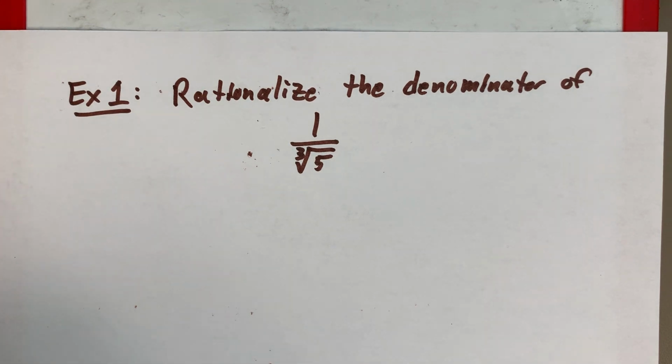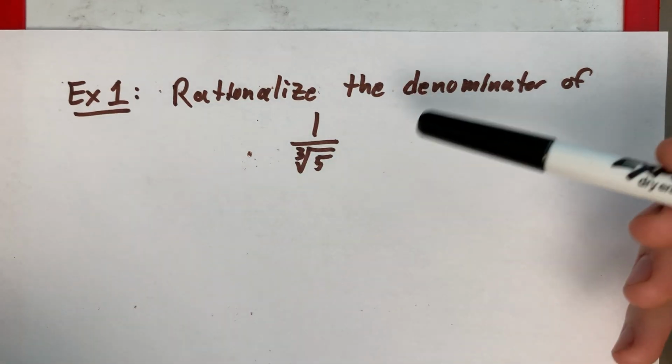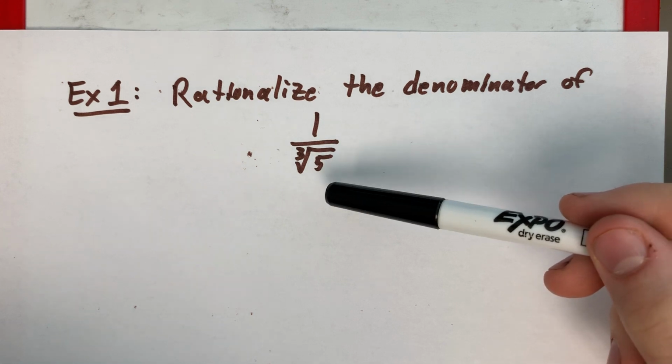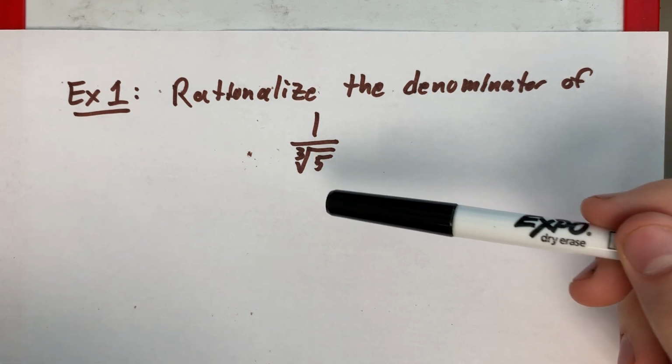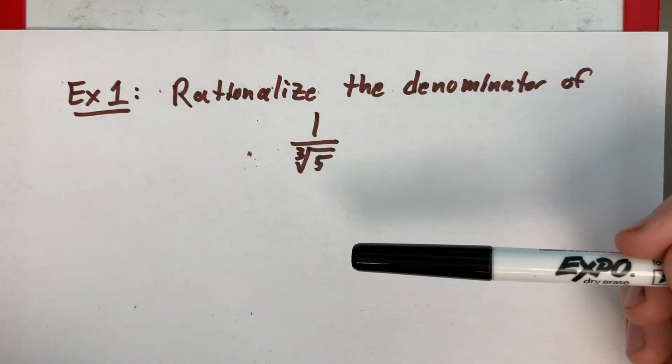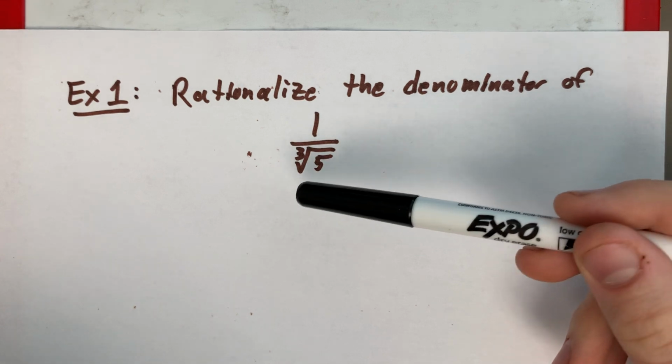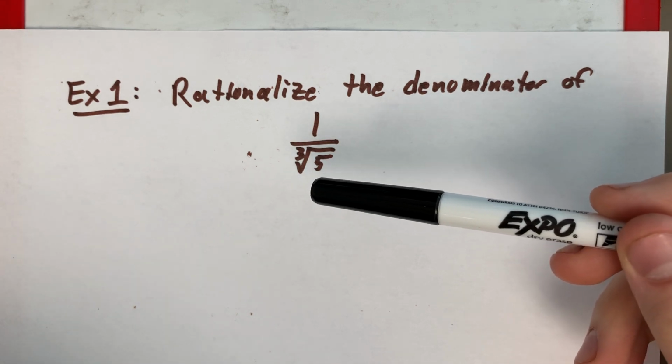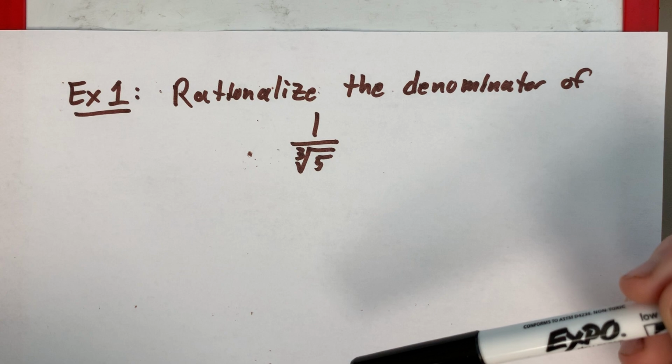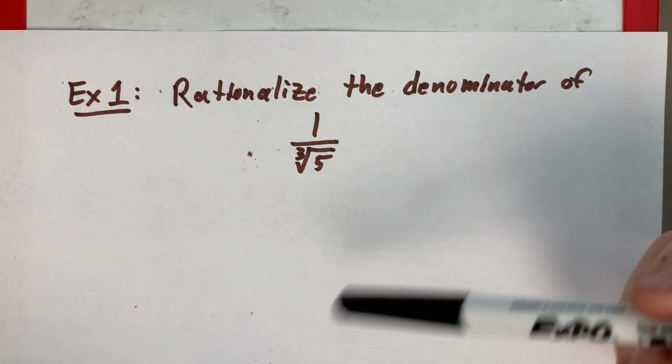All right, so now we're moving on to slightly harder examples. We're still rationalizing the denominator of radical expressions, but here we have 1 over the cube root of 5. Kind of unusual, but we can still use the exact same technique. However, instead of canceling a square root, we need to worry about canceling a third root in the denominator. And we're going to use a very similar trick that we've done in the past. So, how do we do it?